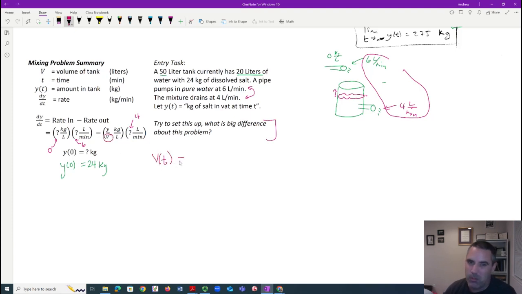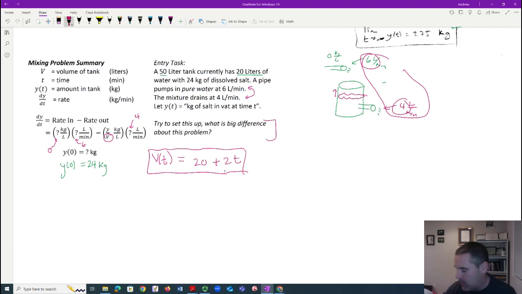So we'd have to give a formula for it. So how am I going to give a formula for it? Well, you know that it starts at 20 liters and that you add how much? You add 2 liters per minute. So plus 2 liters, so that's 20 plus 2t. So for every minute you add 2 liters. So that was the tricky part of this problem.